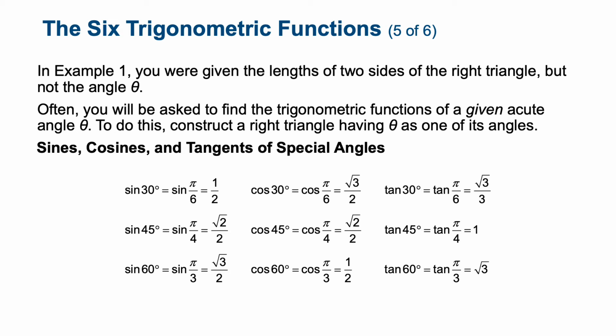So we have here sine of 30, which would be sine of pi over 6, which is 1 over 2. A 45-45 triangle, sine of pi over 4, you would get root 2 over 2, and so on. These are very common. You need to know the special right triangles, and I will talk about that again. These are the ones that you need to commit to memory.